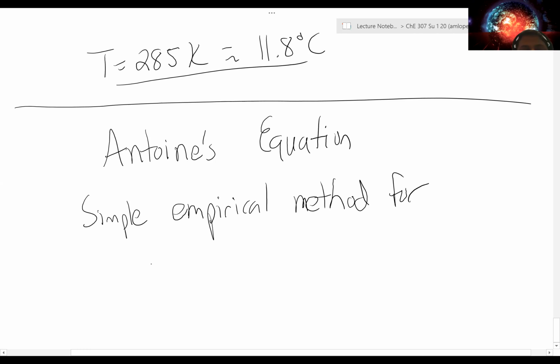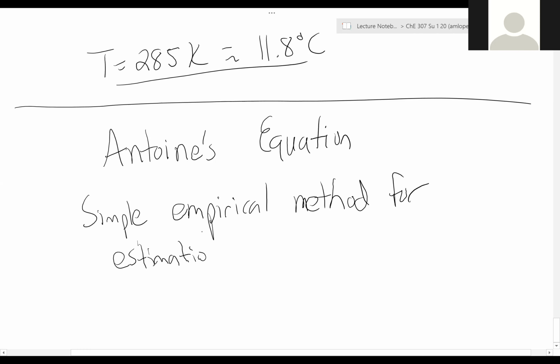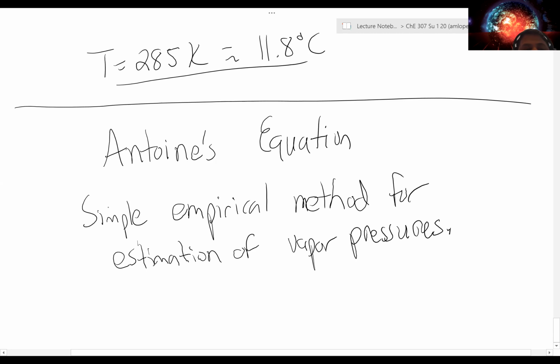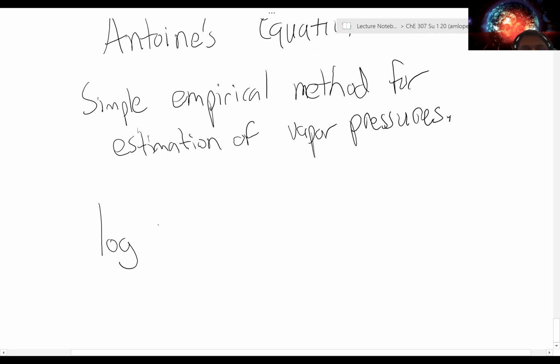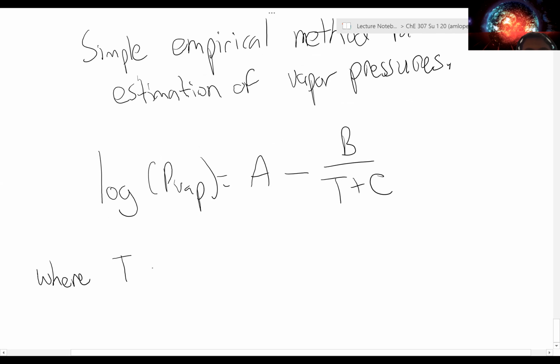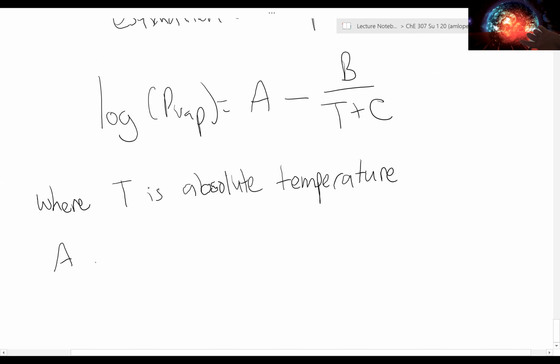It's for estimating the vapor pressures of species. And Antoine's equation looks like this: log P vap equals A minus B over T plus C, where T is the absolute temperature, and A, B, and C are empirical constants.